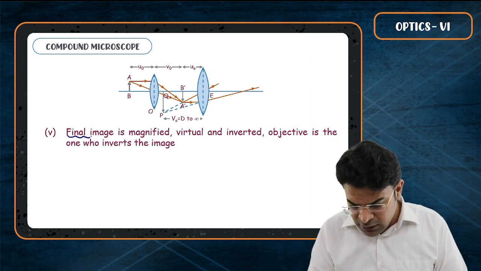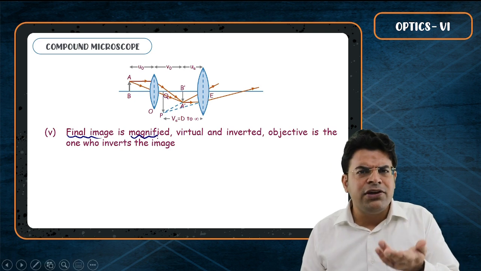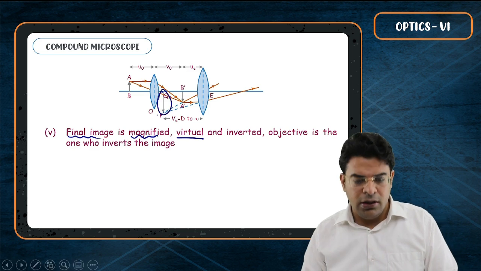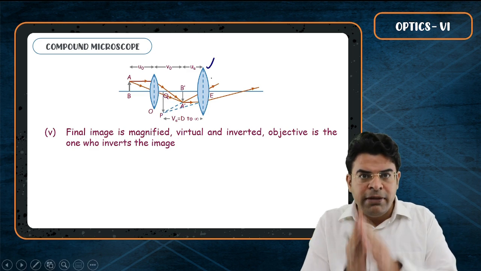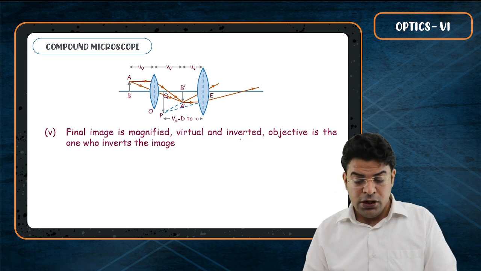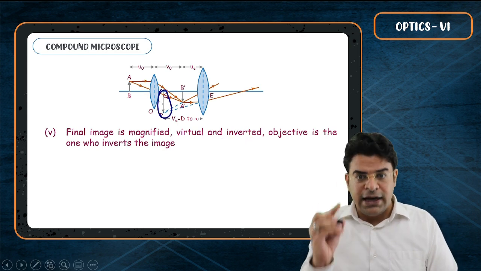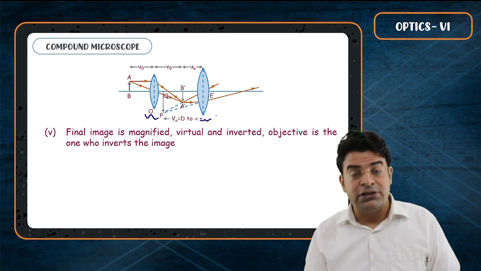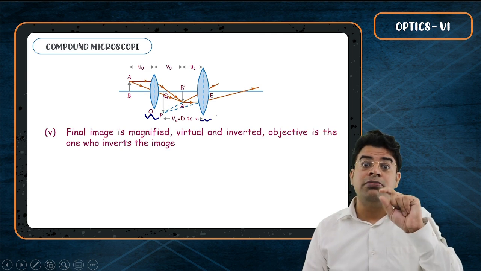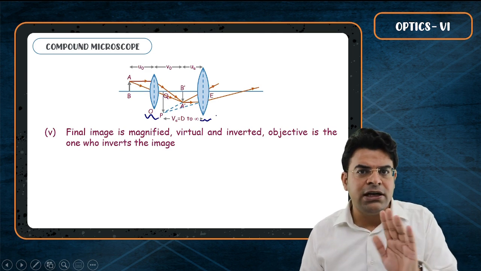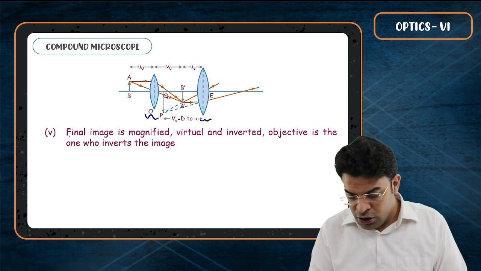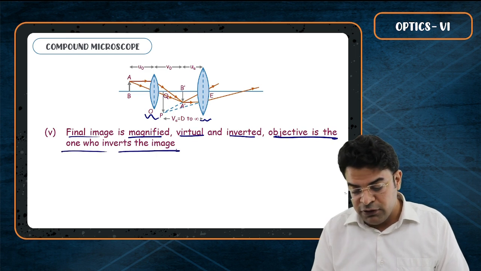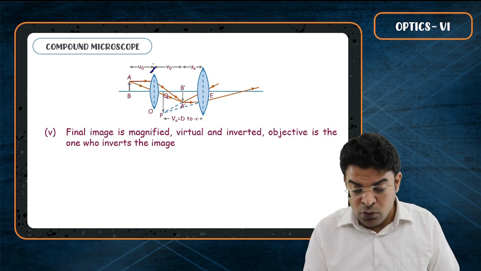The first one: the final image is magnified. Obviously we are using a microscope, we want a magnified image. The final image is virtual, because the eyepiece forms a virtual magnified image, and inverted. So the final image is inverted with respect to the object. Question is, who inverts it, the objective or the eyepiece? The objective is the one responsible for inverting. The eyepiece doesn't change the orientation. So the final image is magnified, virtual and inverted. The objective is the one who inverts the image.